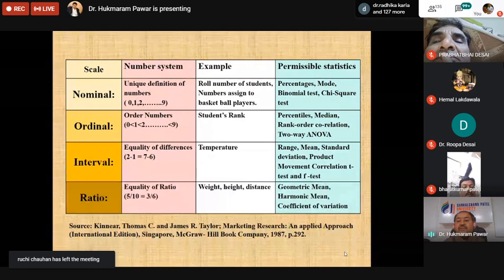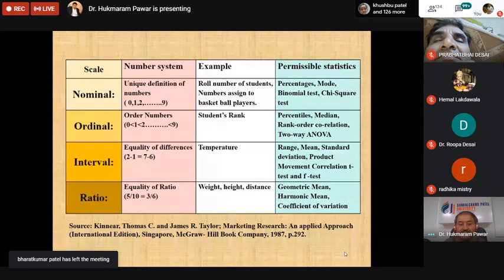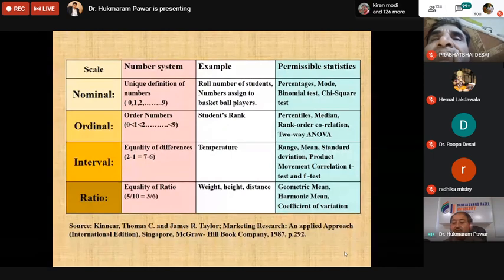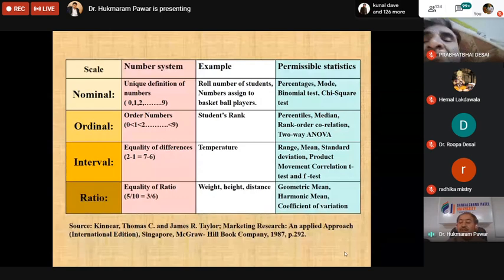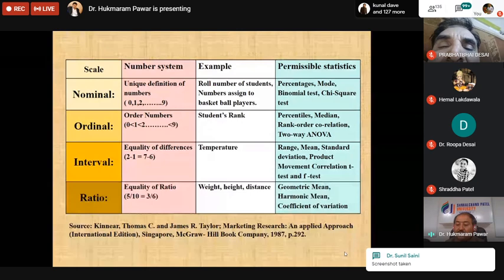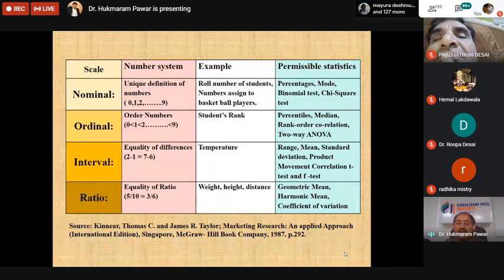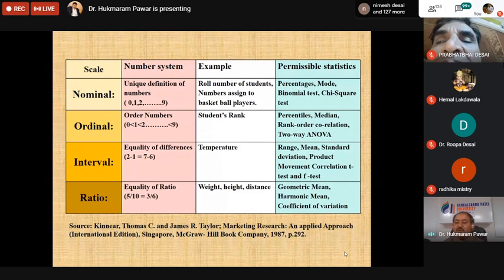If ordinal kind of data, then percentile, median, rank correlation, two-way ANOVA are possible. If interval kind of data, then range, mean, standard deviation, product-moment correlation, t-test and F-test can be used. And if ratio kind of data, then you can use the geometric mean, harmonic mean, coefficient of variation, and the other things. So these are the applicable measures for deciding your statistics for analysis purpose.